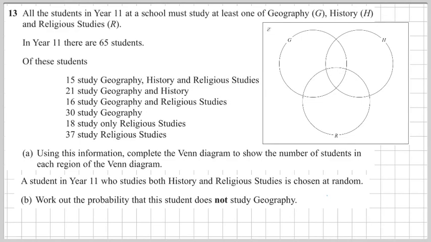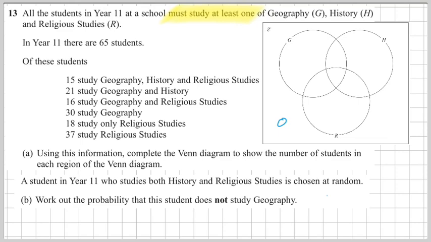Okay, here we have a fairly routine Venn diagram question. Make sure you read the text carefully. Now, each student must study at least one of the three subjects, and that tells us that there's nobody who studies no subjects. So we can actually put a 0 straight away in the region outside of the three circles.